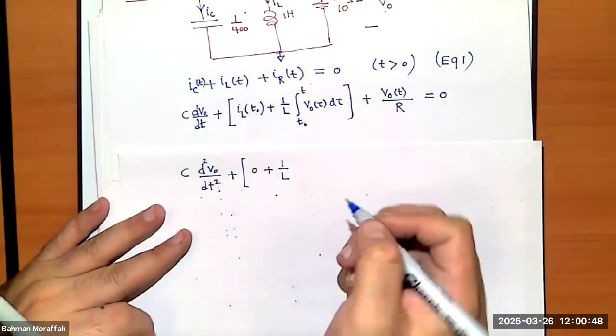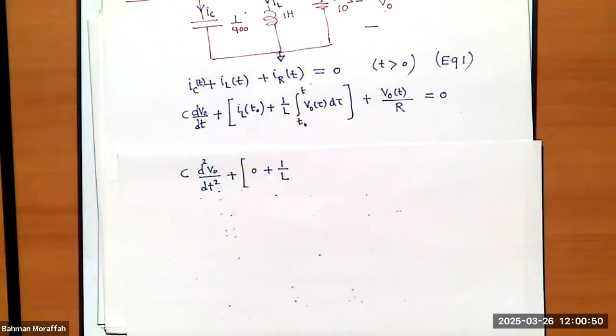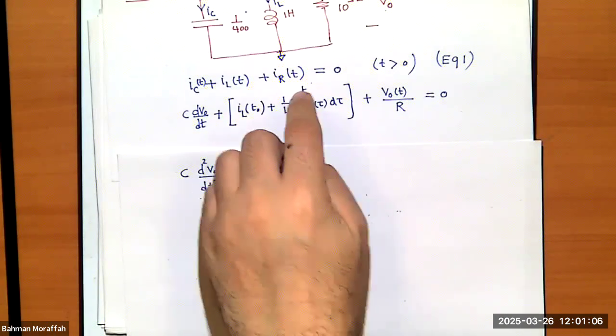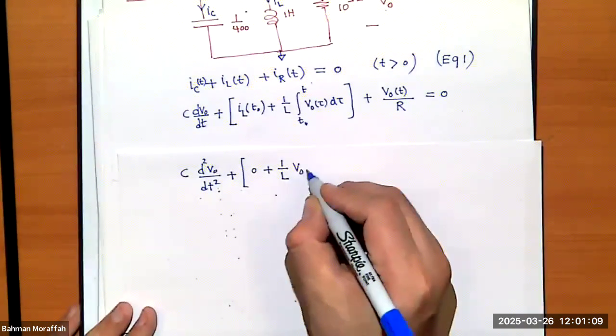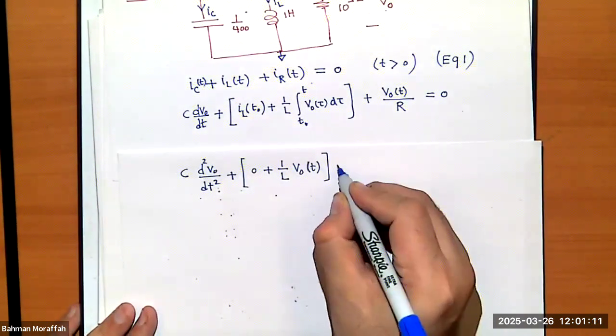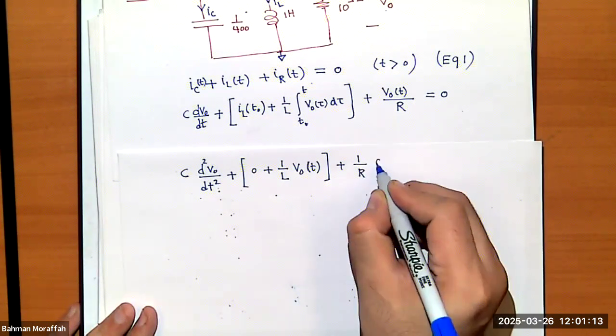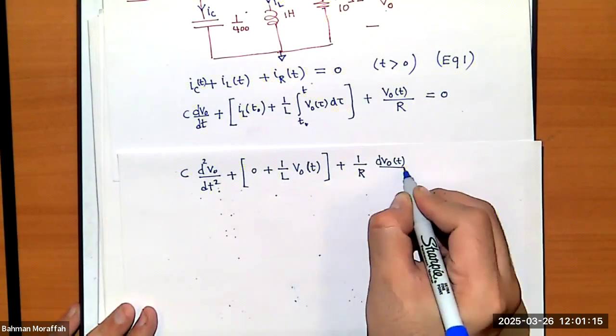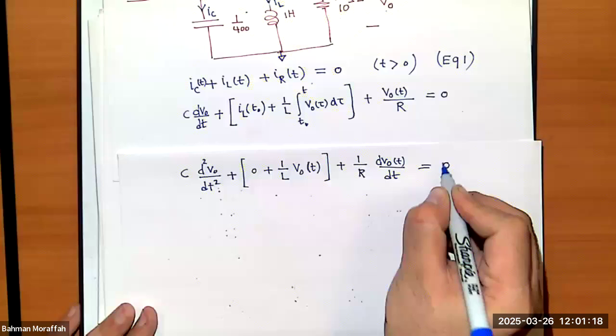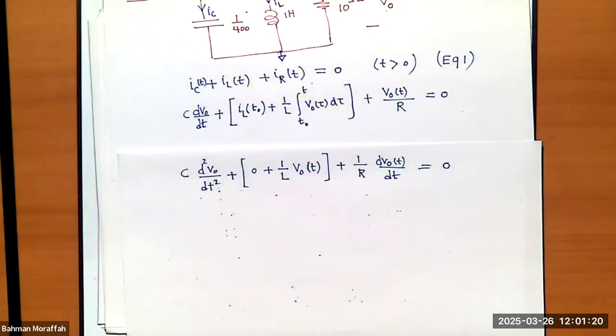1 over L is a constant. What is the derivative of an integral? That's the integrand, whatever is inside the integral. What is it? That's V out evaluated at this t. So that's V out of t, plus 1 over R dV out/dt. That must be 0. Right?